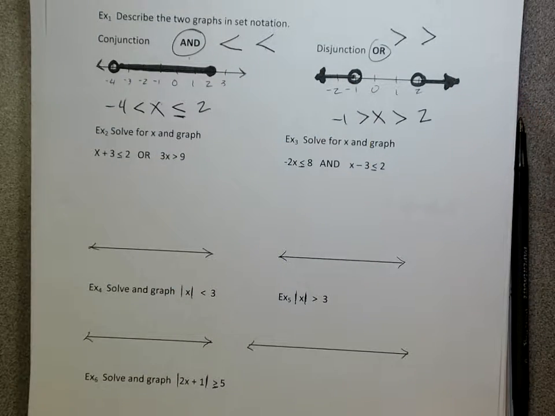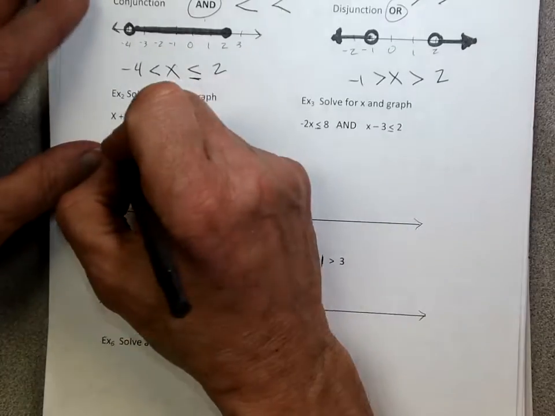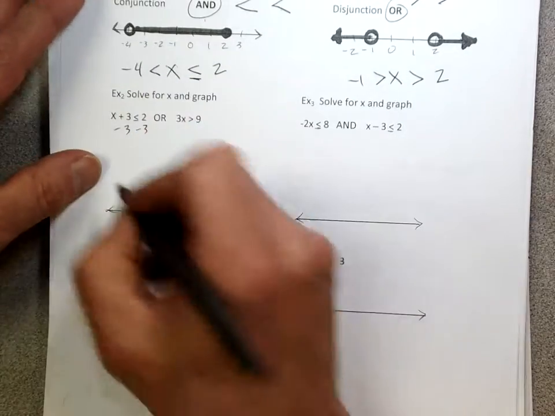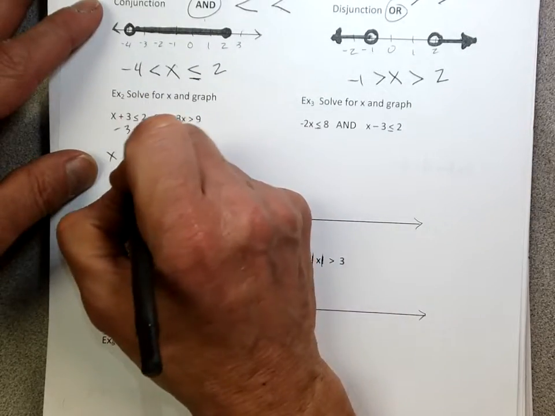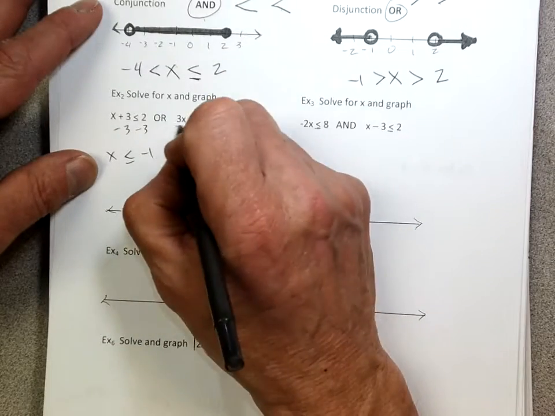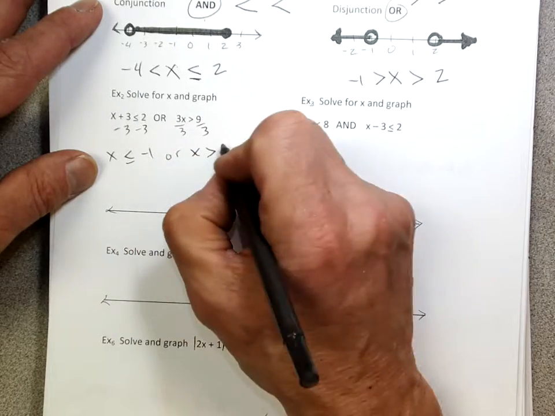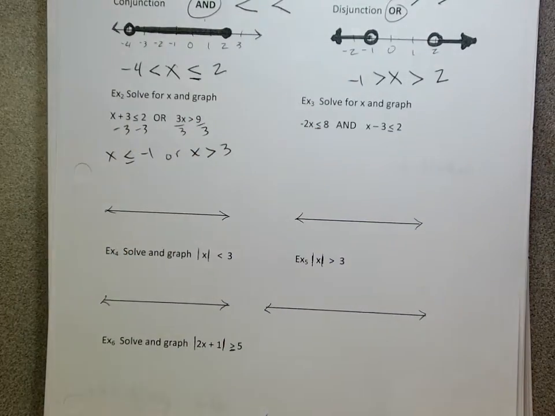Okay. Now, example 2. Solve for x and graph. All right, so I can solve for x. That's easy. -3. We have x is less than or equal to -1. Or divide by 3. X is greater than 3. Now, if it says or, they should shade away from each other.